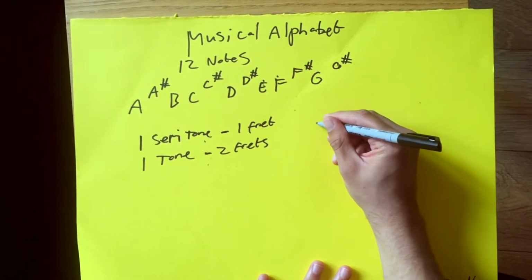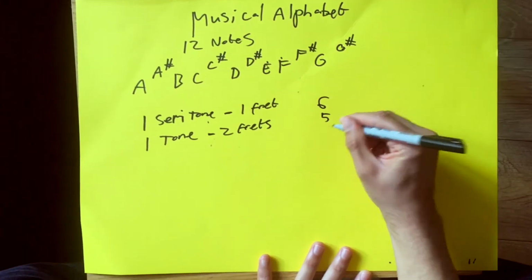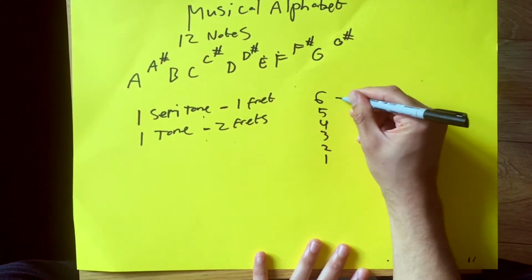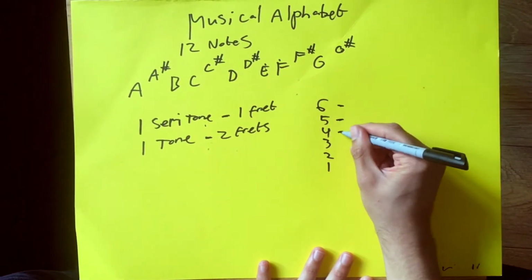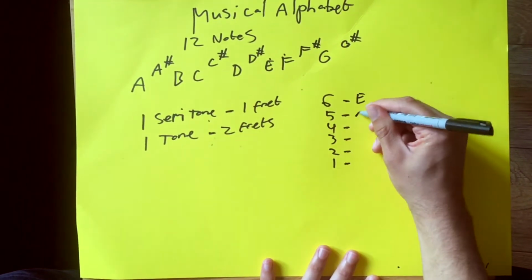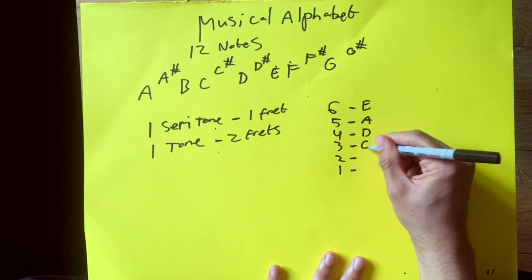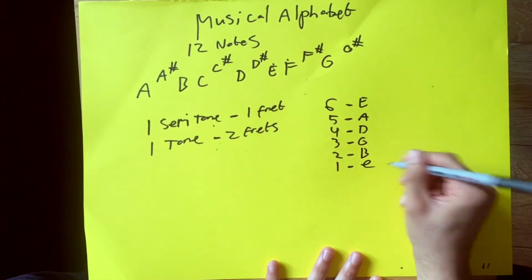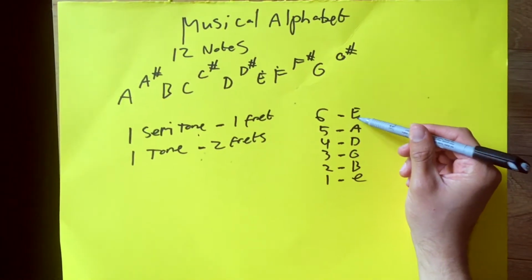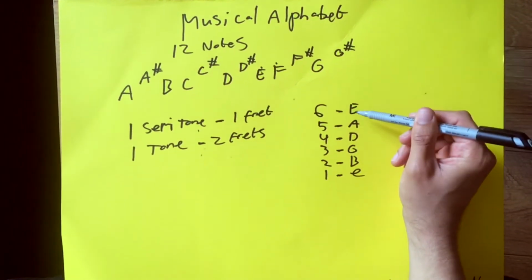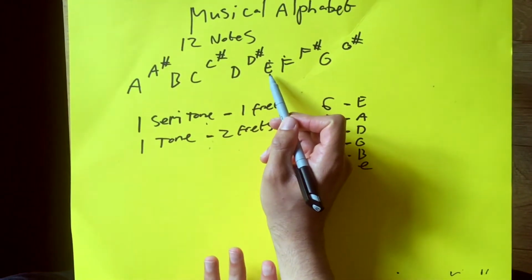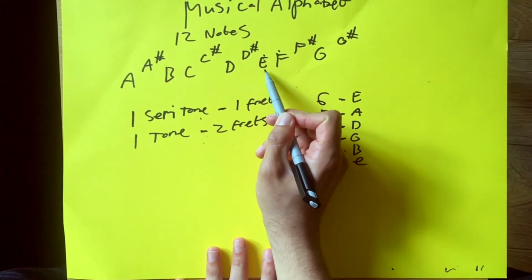So on guitar we have the 6 strings, 6 being the thickest, and then going down to the thinnest as 1. And these strings have names. The names are E, A, D, G, B, E. Now, when we play our 6th string open, we are at the pitch or the note of an E, which is right here.